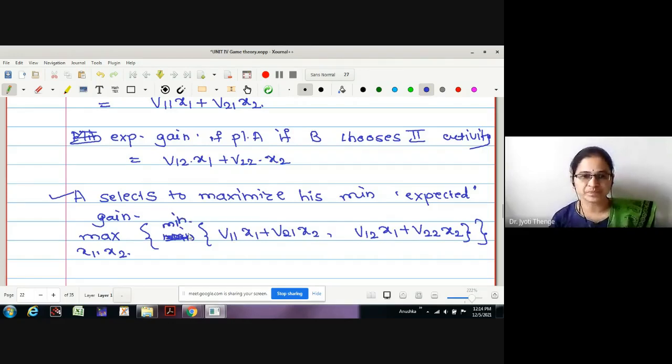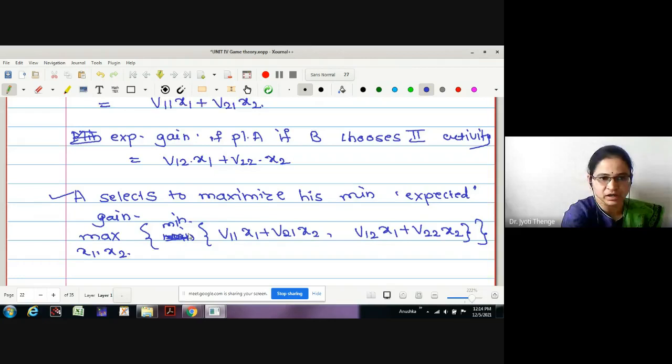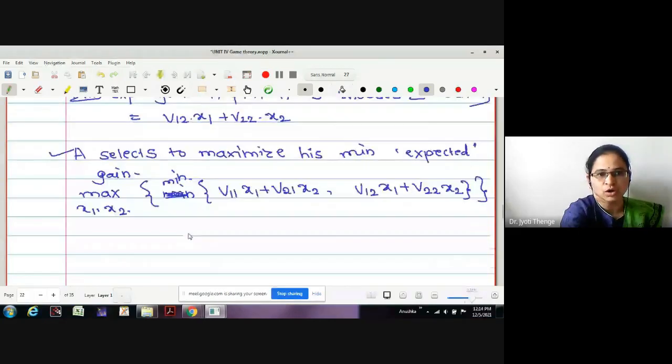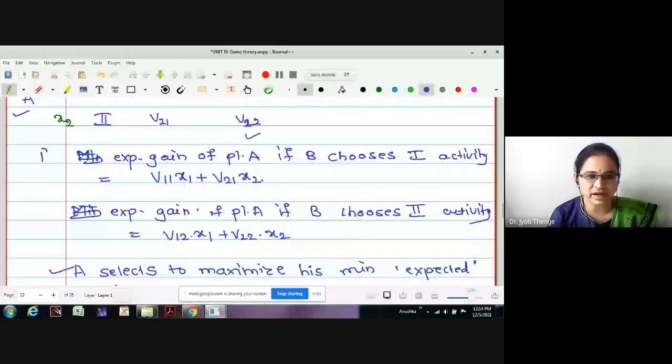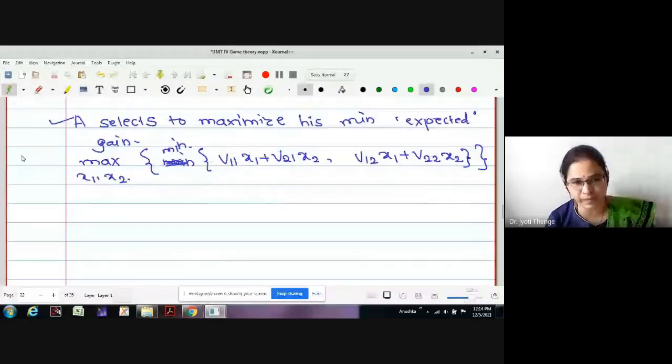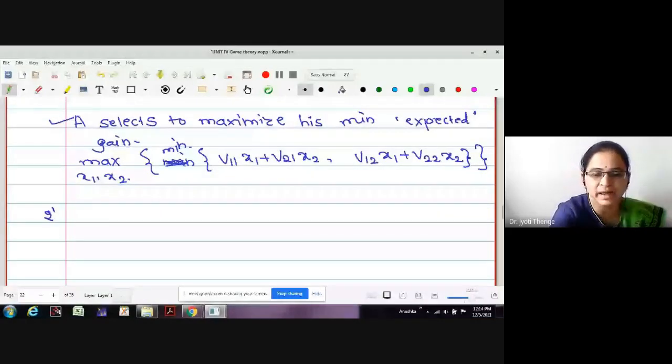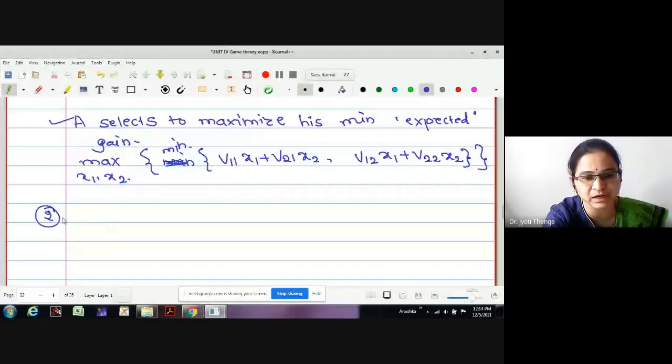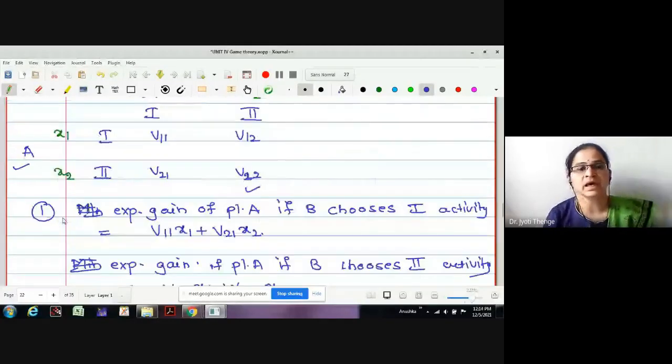Is that okay? This is what we have written with respect to player A. Now what is player B going to do? The same we have to repeat. This is first, let me write. Now what second were we going to write? Second, we will try to find out the expected losses to player B. What will be the expected losses to player B?